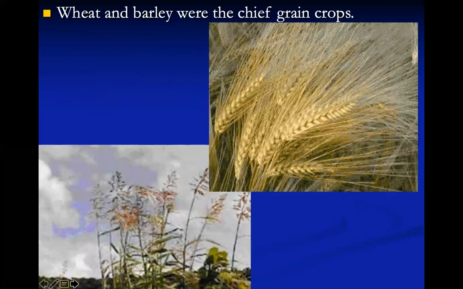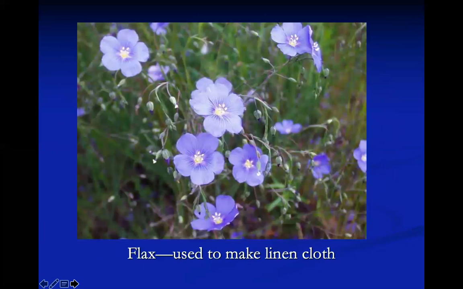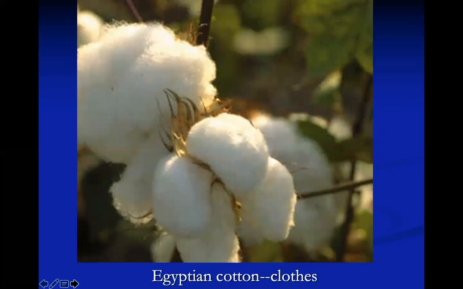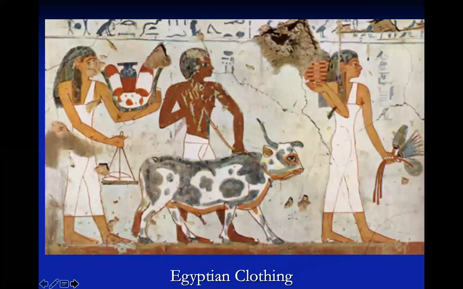Wheat and barley were the main crops of the Egyptians. This is why they're called the bread basket of the world. You use that wheat to make bread. Flax was used to make a linen cloth. Egyptians used cotton for clothes, grew cotton. You see some of the Egyptian clothing there.